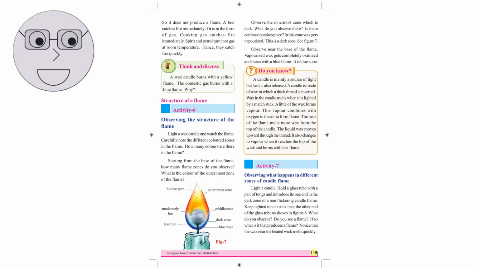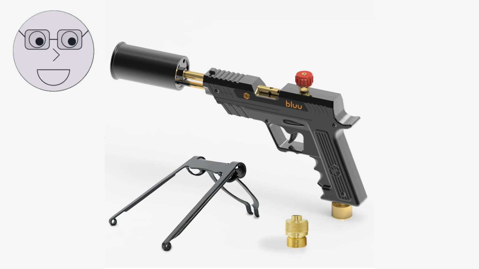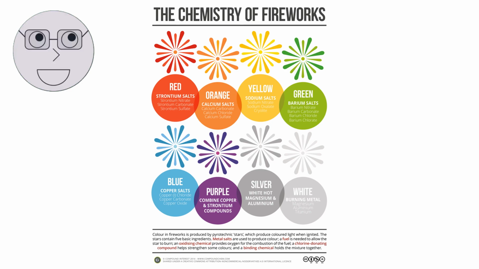A candle flame has three distinct zones: the blue inner cone, the yellow middle cone, and the outermost zone where the wax vaporizes and burns. A blowtorch produces a flame that is hot enough to melt metal, thanks to the combination of a fuel and an oxidizer. Fireworks produce different colors of flames by adding chemicals to the fuel mixture, which react with the heat to produce colorful light.